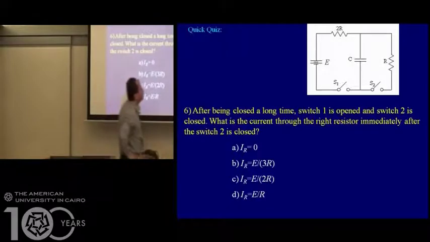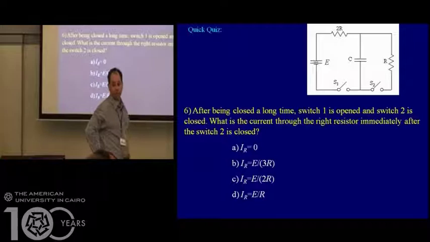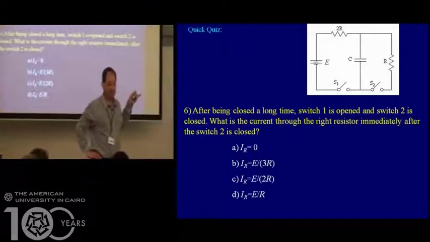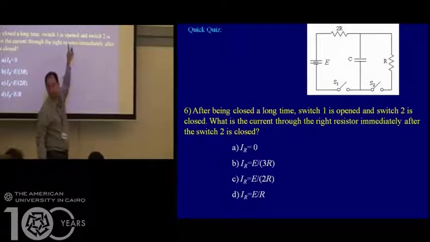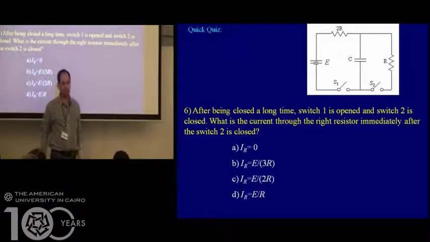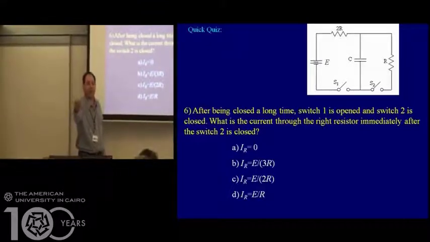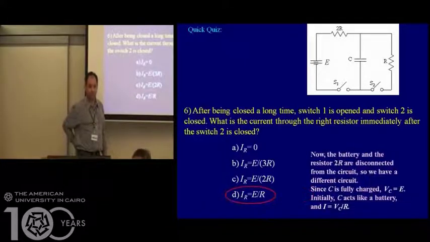After we switch S2 on, after we close it, the capacitor will act like what? A battery. What is the voltage across that battery? E. So now we have a battery connected to a resistor, and the voltage across that battery is E. If we know the potential across the battery, and we know the resistance in the circuit, can you calculate the current? Yes. What will be the current? E over R. It's a simple application of Kirchhoff's law or Ohm's law. That's E over R.